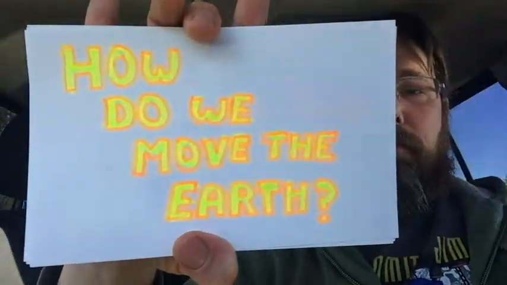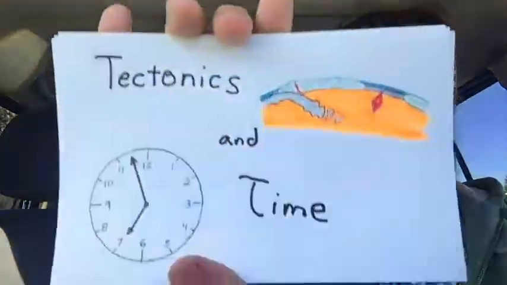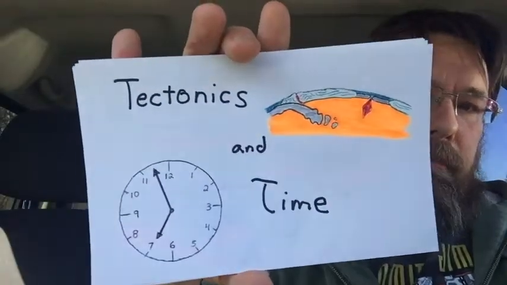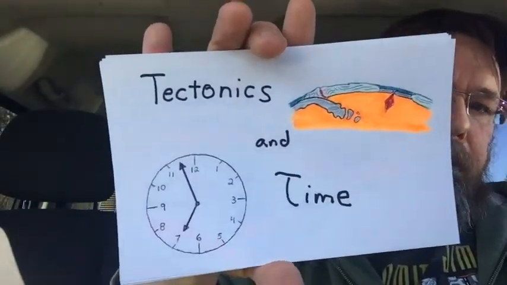Basically, back to that one. How does the Earth move? Well, there's really two things that are at play here to simplify it as much as I can. Tectonics and time. Okay? So, when a mountain range forms, we call that an orogeny or an orogenic event.